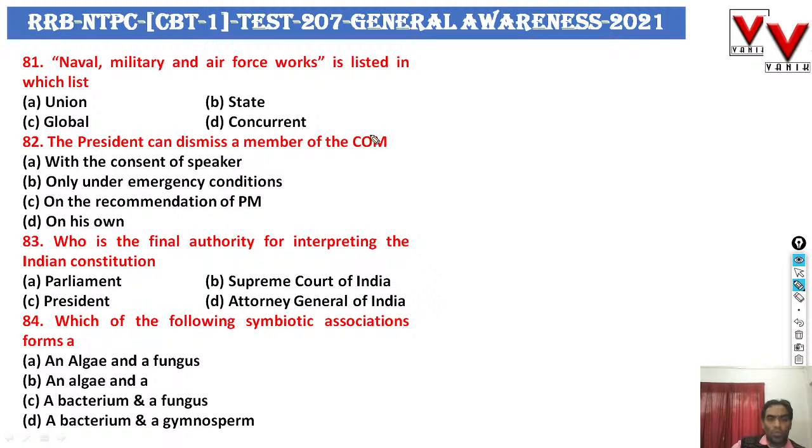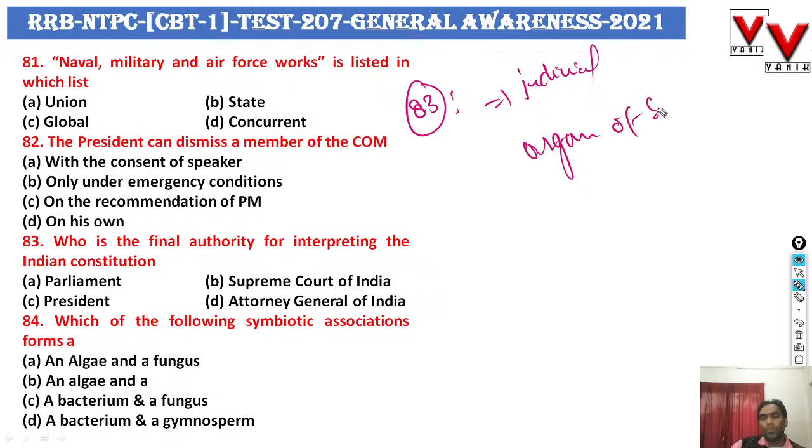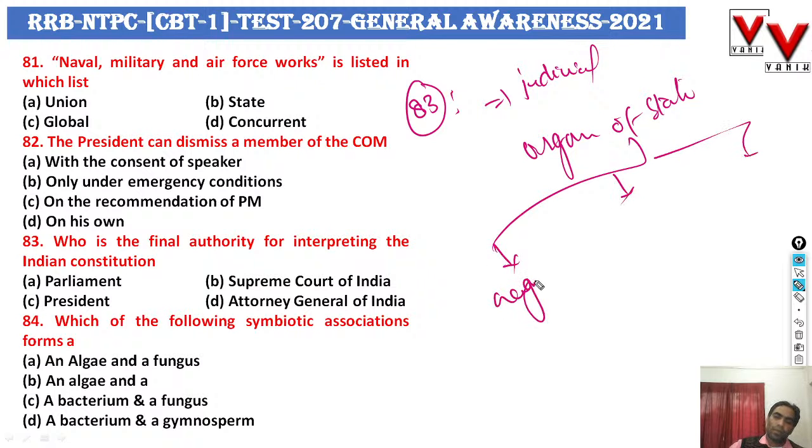Next is the 83rd question: who is the final authority for interpreting the Indian constitution? That is the Supreme Court under judicial review. When we talk about the organs of state, there are three organs: one is the legislature, another is the executive, and the third is the judiciary.